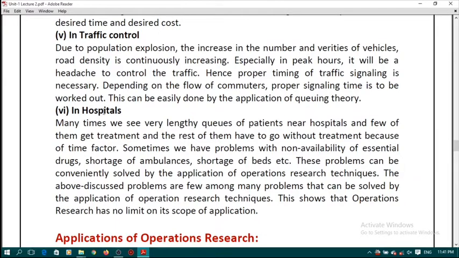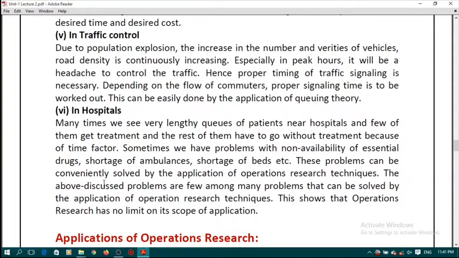The next is in hospitals. This is a current example of operation research. You can relate to this one very easily. Many times we see very lengthy queues of patients near hospitals, and few of them get treatment and the rest have to go out without treatment because of time factor. Sometimes we have problems with non-availability of essential drugs, shortage of ambulances, shortage of beds, etc. These problems can be conveniently solved by the application of operation research techniques.